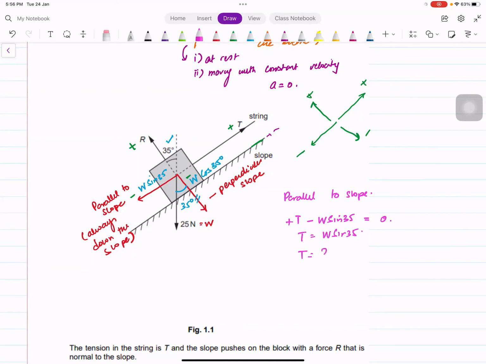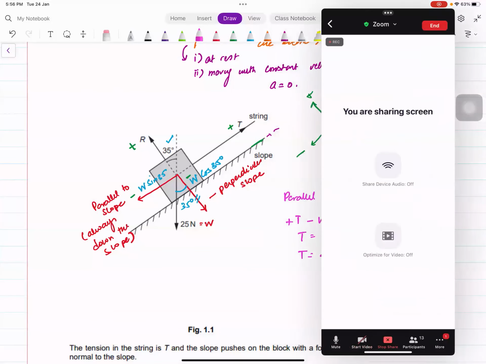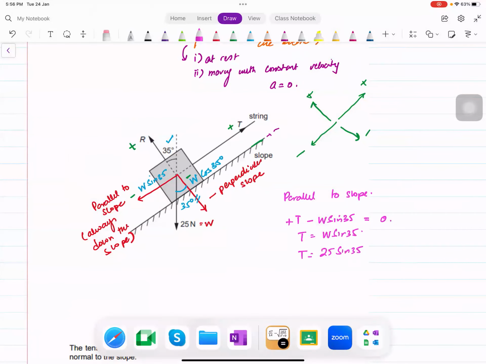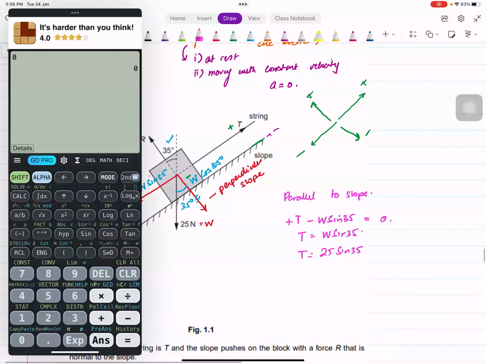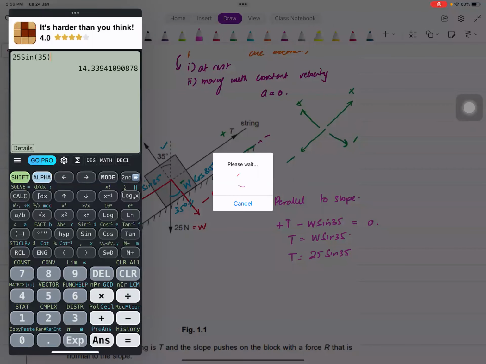So now the weight is 25 and sine 35. You can simply use the calculator to do that. Obviously, when I'm explaining, I just need to explain in detail. In the exam, if you already know that they're equal, you can put them equal directly. You don't have to do the extra steps and save some time. So this is 14.33. All right.